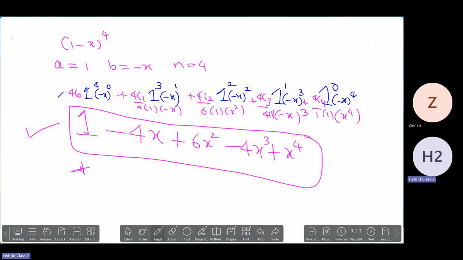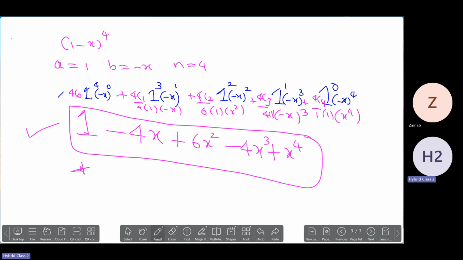First coefficient, 4C0. Second coefficient 4C1, 4C2, 4C3, 4C4. Now I simplified. First term, 4C0 value 1. 1 to the power 4 value 1. Minus x to the power 0 value 1. If I multiply all of them, 1 only comes out. That answer goes to the final. Second term, 4C1 value 4. 1 cubed value 1. Minus x to the power 1, minus x. If I multiply all three, what do I get? That is what I wrote.